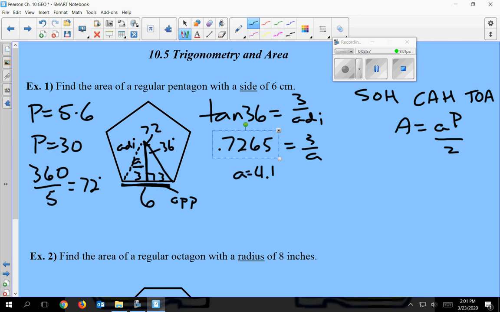I found the perimeter a little while ago now. I'm going to go ahead and plug it into my formula. So the apothem 4.1, the perimeter came out to be 30, and divide that by 2.